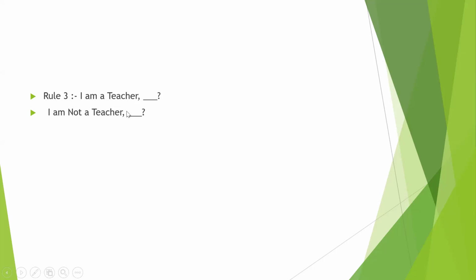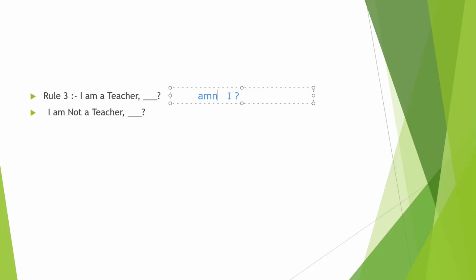Here the third rule is very, very simple, and many of them lose their marks here. Here, you see: I am a teacher. What I am saying is, first we write the subject, then we take the question mark. Now let's see whether the statement is positive or negative. The statement is positive. Next, we see the helping verb. Here the helping verb is am. So we write am not.